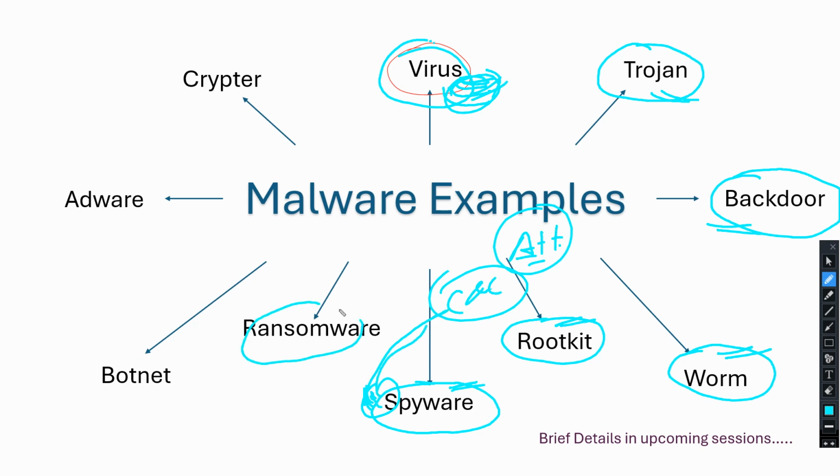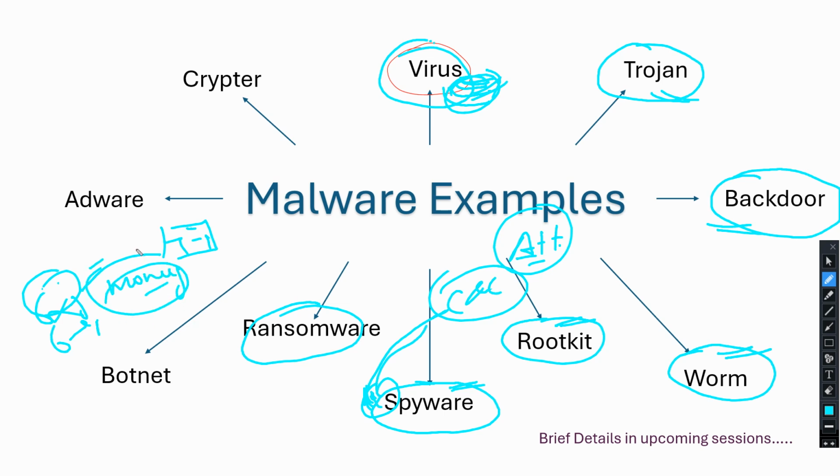Then we have ransomware. It is known to all, right? In ransomware, the attacker attacks a system or an organization and asks them to pay money, otherwise I'll destroy it. So this is ransomware. The target is clear: to get the ransom.